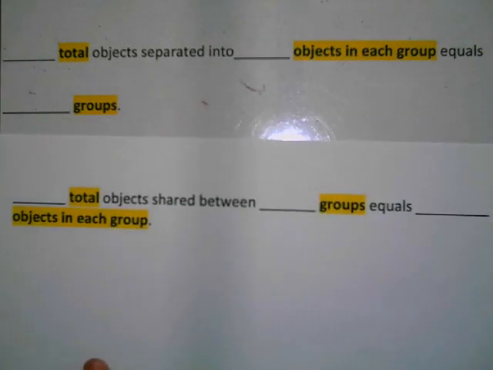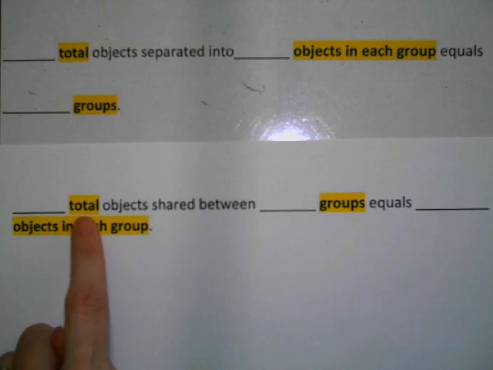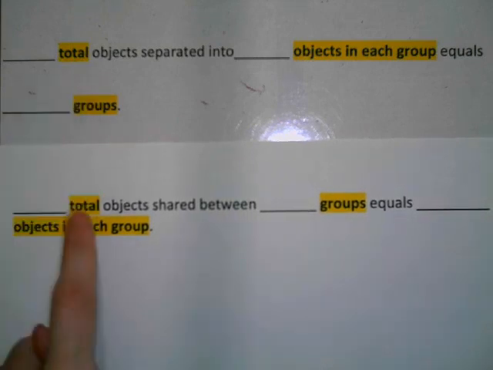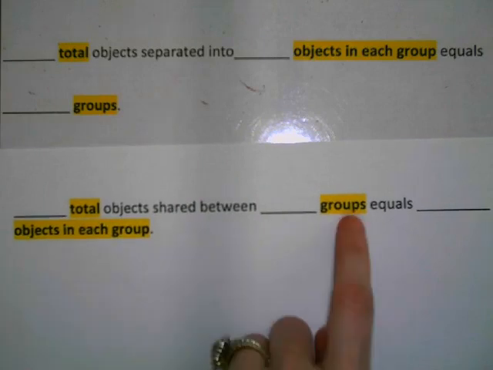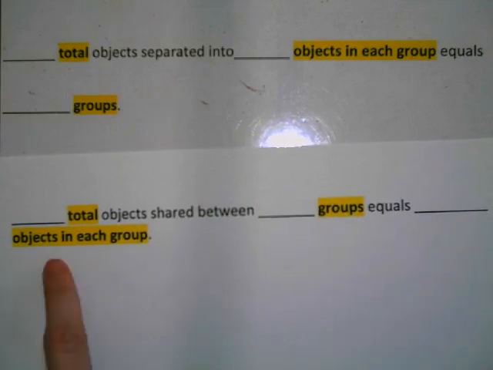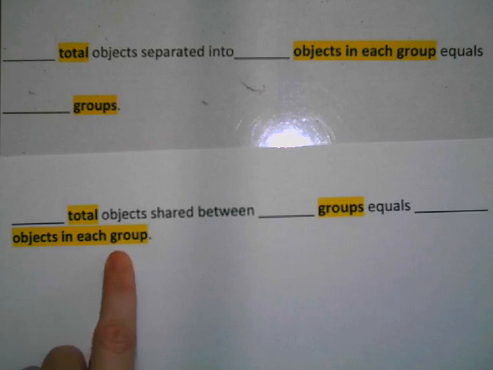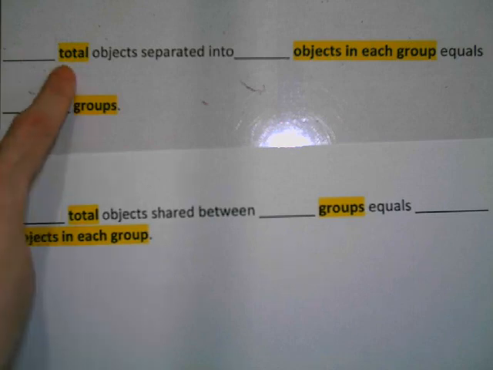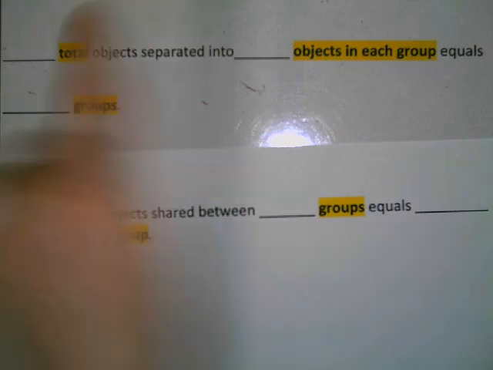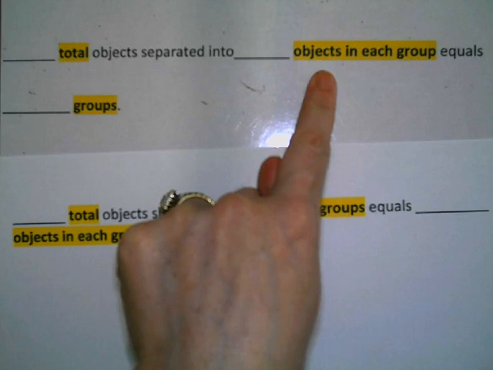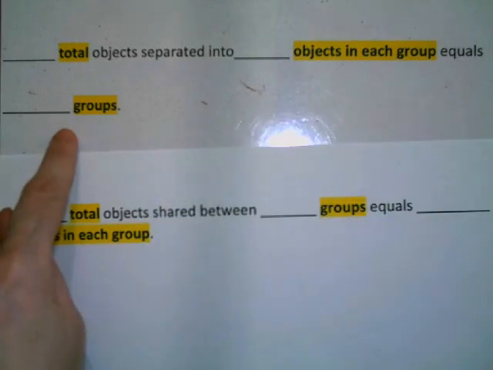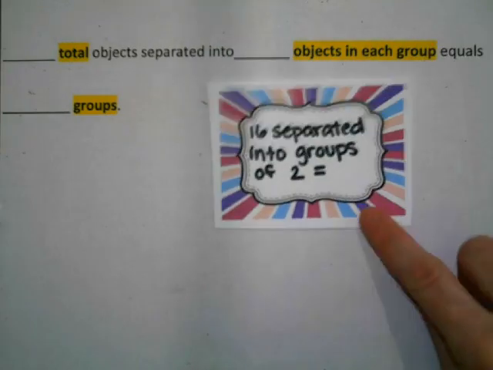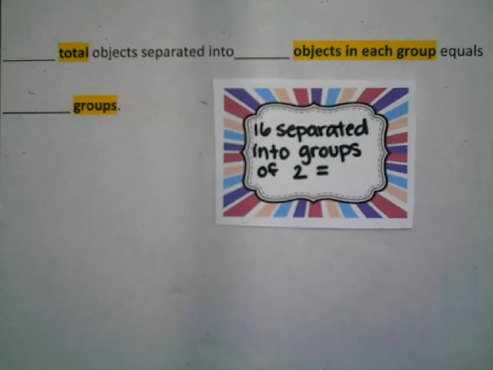I want you to see how that is different from yesterday's sentence stem. Yesterday we started with our total, which we will always start with in division, and we shared between groups, and our answer was how many objects were in each group. Well, now we are switching it. We're starting with our total, and we're going to put objects in each group, and then our answer is going to be the number of groups we make. So the first problem we're going to solve today is 16 separated into groups of 2.